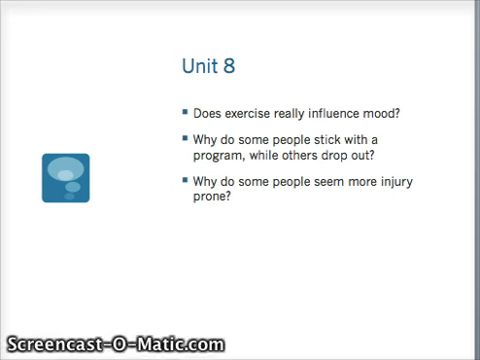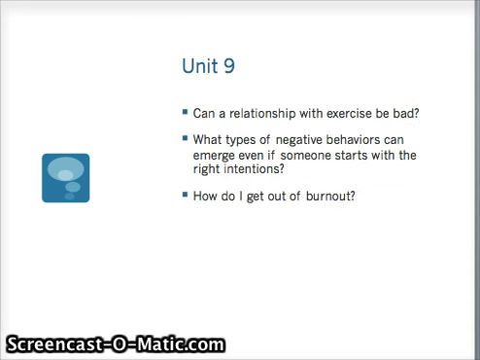Unit 8 will look at some of the research behind exercise influencing mood. We'll look at why some people stick with the program and others drop out, and why some people seem more injury prone. You can influence all of these factors as a health fitness specialist. Unit 9 will look at what happens when relationships with exercise and fitness go bad. Look at the negative behaviors that result and what we should do to help people get out of these patterns.